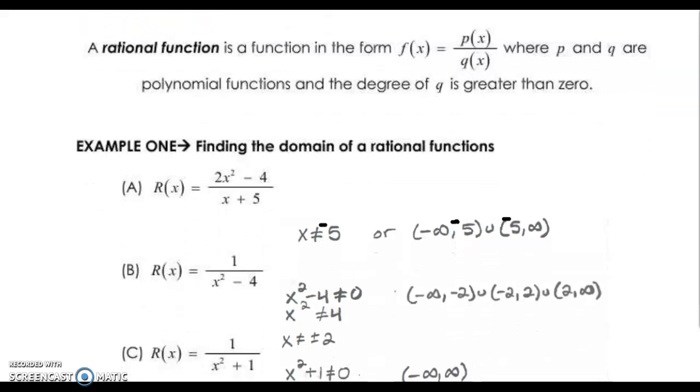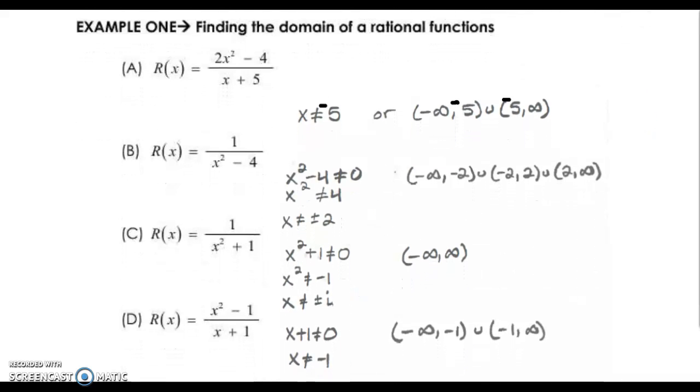Most of this is going to be review. A rational function is a function in the form of p of x over q of x, where p and q are polynomial functions and the degree of q is greater than 0. First we're going to quickly review how to find the domain of each of these rational functions.